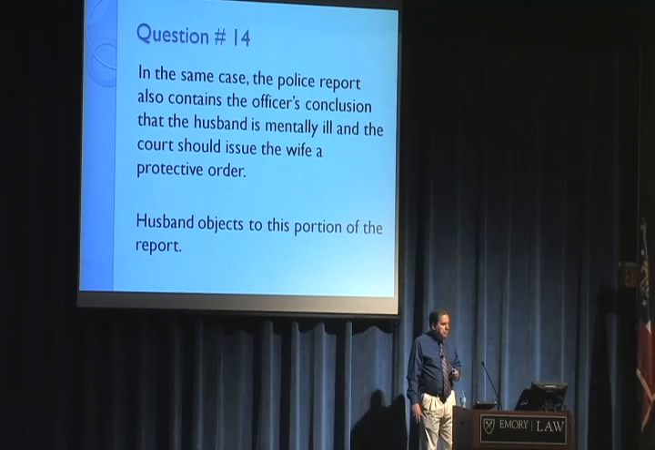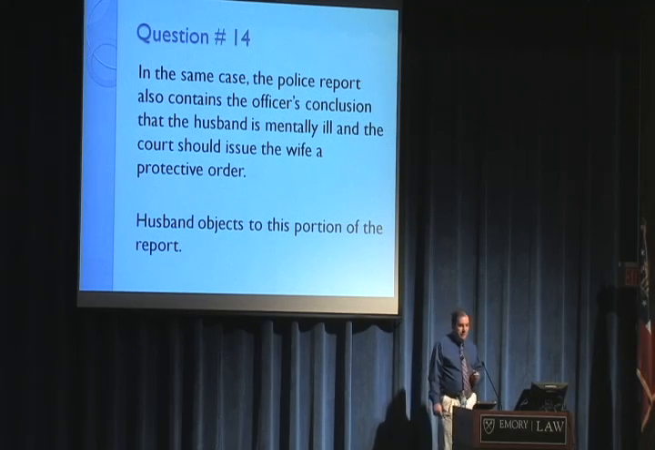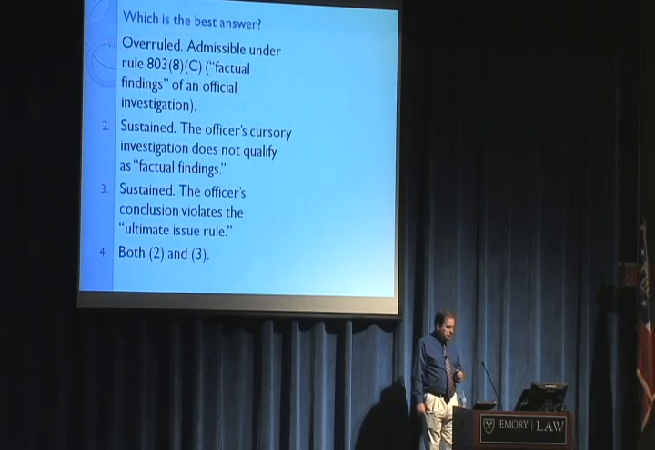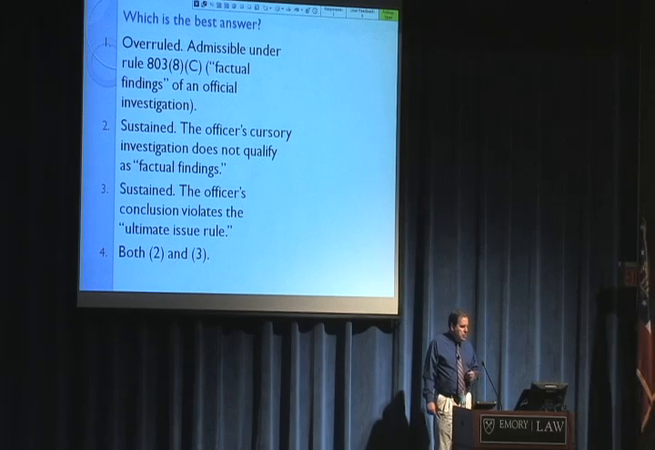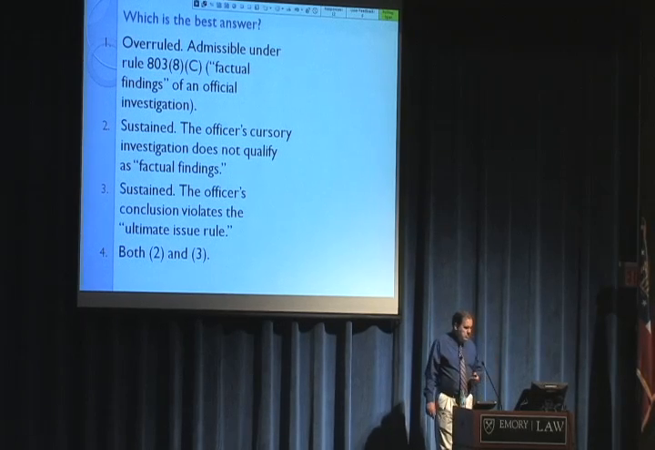In the same case, the police report also contains the officer's conclusion that the husband is mentally ill and the court should issue the wife a protective order. Husband objects to this portion of the report. Number one, overruled, admissible under 803.8c, factual findings of an official investigation. 2, sustained, the officer's cursory investigation does not qualify as factual findings. 3, sustained, the officer's conclusion violates the, quote, ultimate issue rule. Or 4, both 2 and 3.